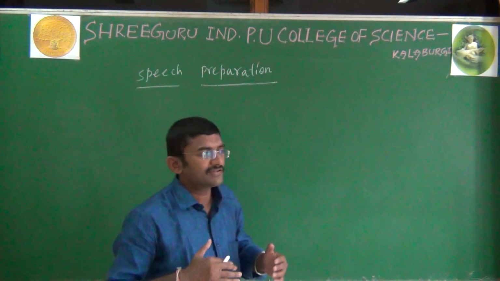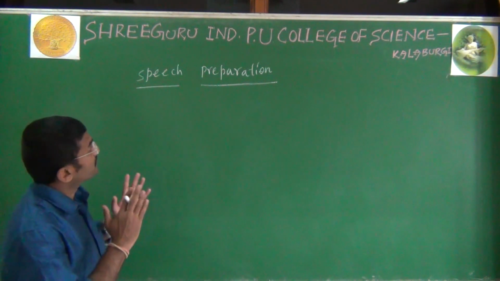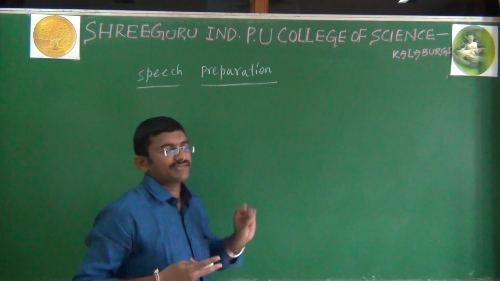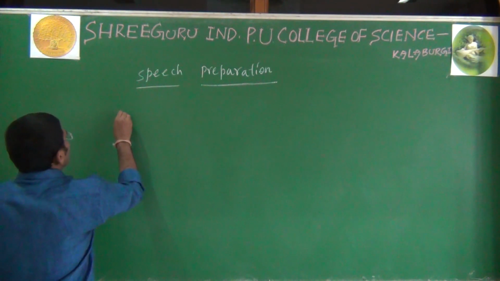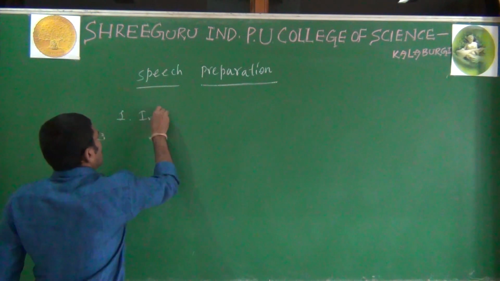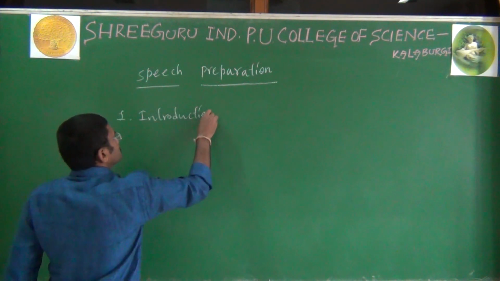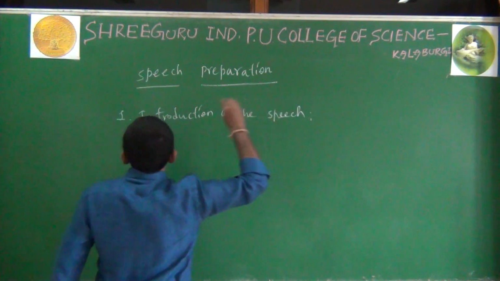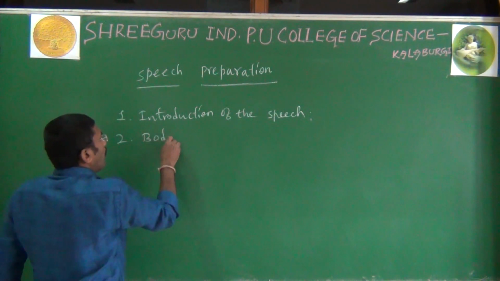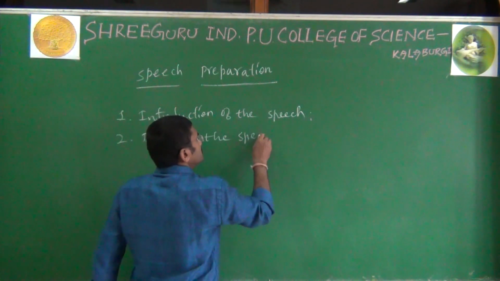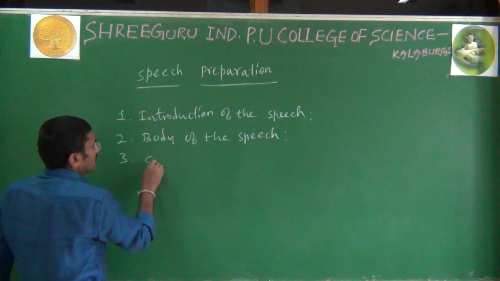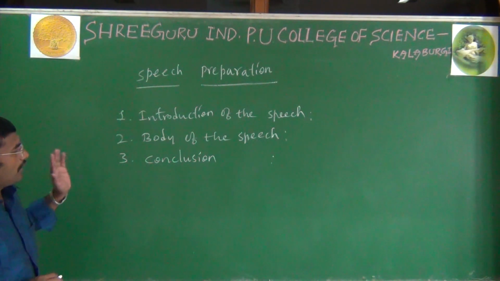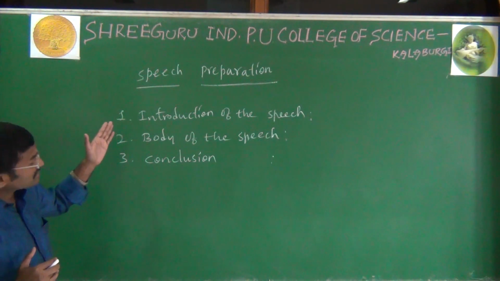Whereas here, in writing skills particularly, speech preparation, one has to follow generally 3 points. Which are those? Number 1 is introduction of the speech. Number 2 is body of the speech. Number 3 is conclusion. In what way we are going to conclude, or how we conclude it.